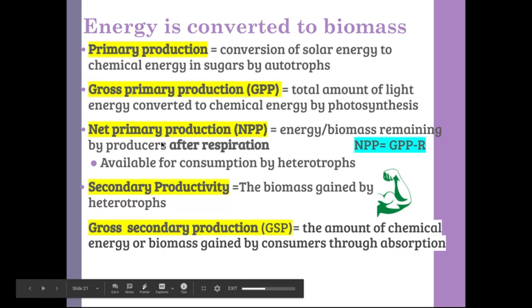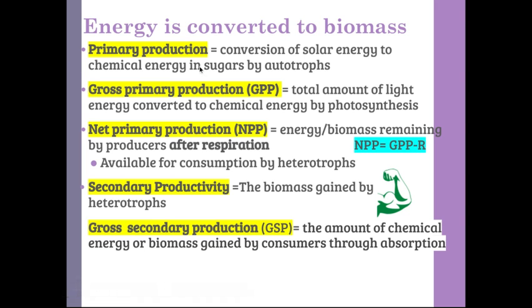So these are some definitions. Primary productivity, or production, is the conversion of solar energy to chemical energy, right? So from taking that solar energy available from the sun, transferring it to the actual living part of the earth. So that's called primary productivity.